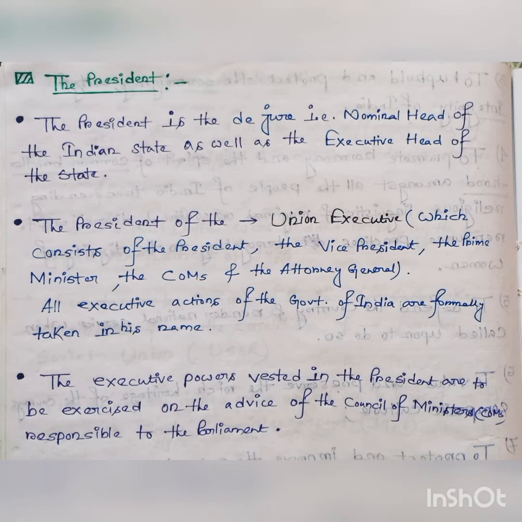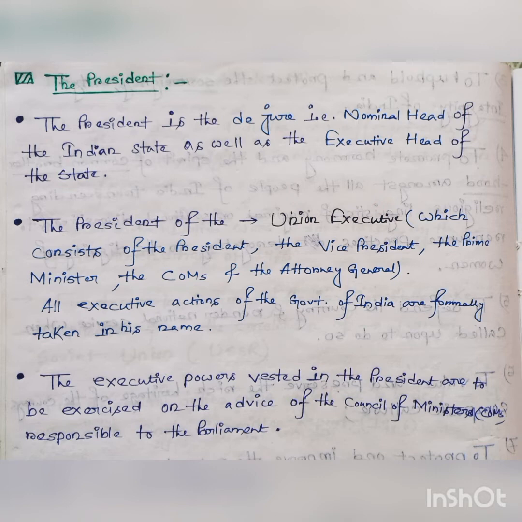The President is the de jure or nominal head of the Indian state as well as the executive head of the state. Next point, the Union Executive consists of the President, the Vice President, the Prime Minister, the Council of Ministers and the Attorney General etc. All the executive actions of the Government of India are formally taken in his name.